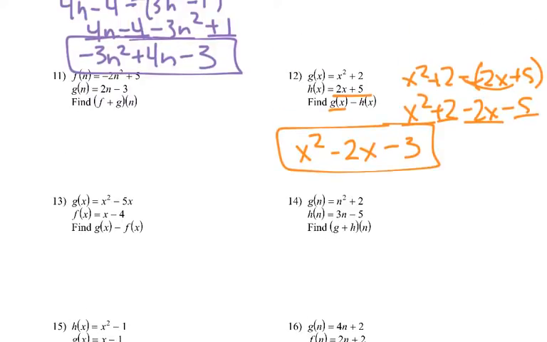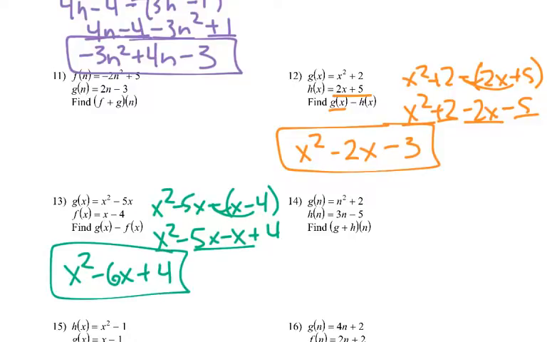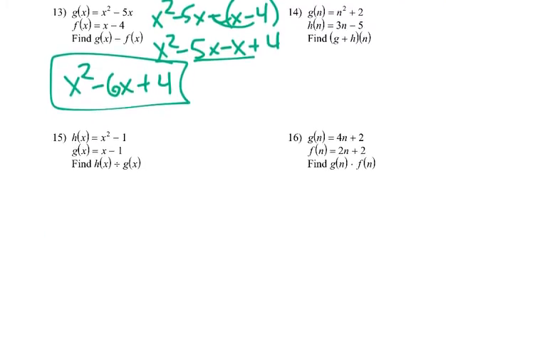Okay, we have one more minus over here. So g of x is x squared minus 5x minus x minus 4. That negative applies to both. So x squared minus 5x minus x plus 4. 1x and 5x gives us x squared minus 6x plus 4. And there's my answer. Okay? So minuses can be difficult in that way.